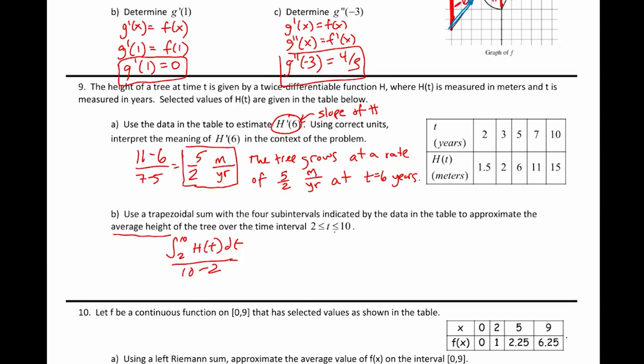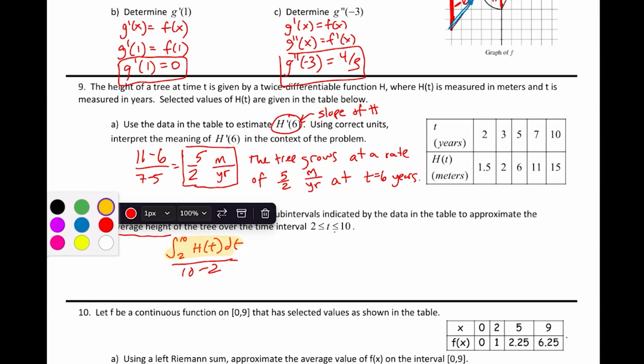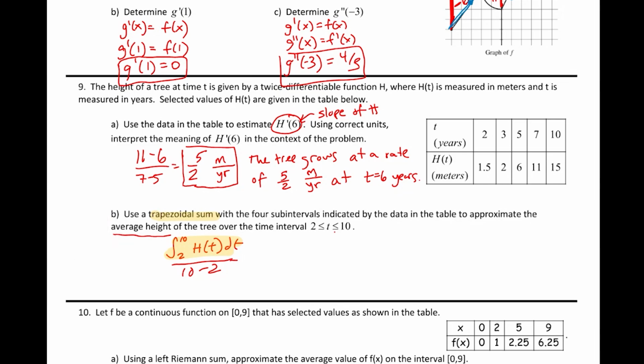So the trapezoidal sum is what we're going to use to estimate that integral, since we can't actually find it outright, since we don't have enough information. But we still can estimate it using that data in the table. So yeah, let's start setting up our trapezoidal sums. So this is going to equal something divided by 8.